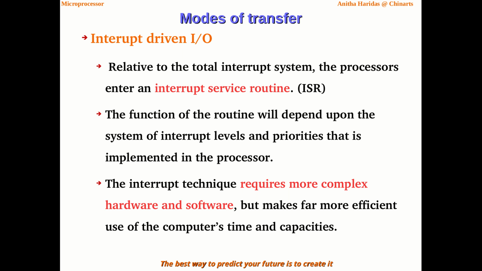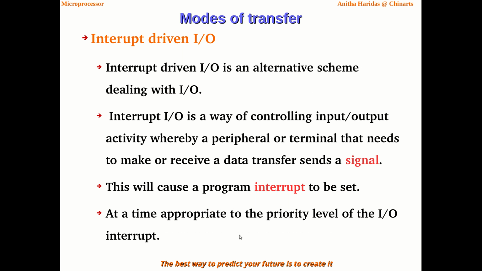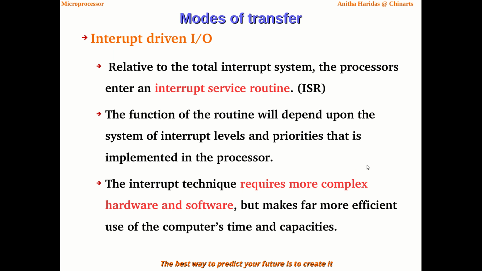The point that you have to remember here is that CPU cycles need not be wasted in checking the status of the peripheral device. Instead, when the peripheral device is ready for data transfer, it sends a signal which you call the interrupt signal. When there is an interrupt signal coming in, the processor will branch from the main program and enter into the interrupt service routine.